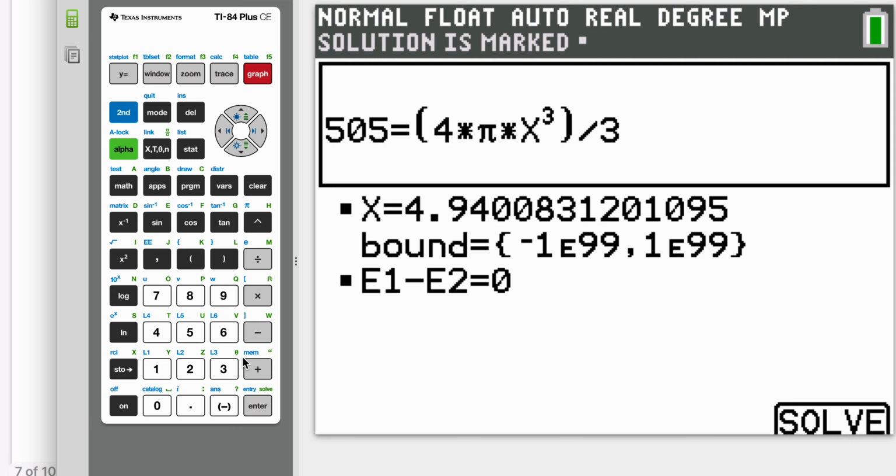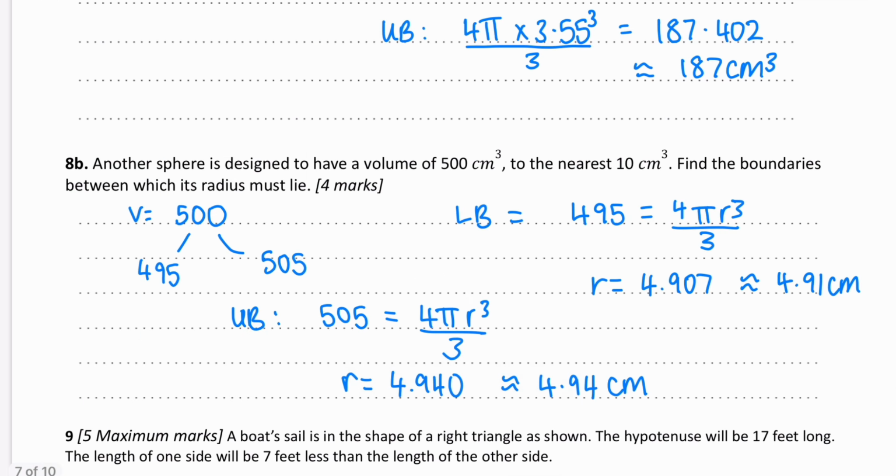So if we go back, we can see that I've got two possible answers that it lies between, 4.91 and 4.94. So my radius must be between those values for the volume to round to 500 to the nearest 10 centimeters.